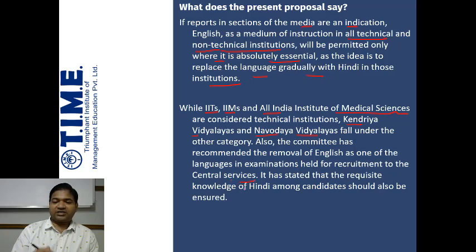So all the examinations that are happening in the recruitment to the central services, they are trying to remove English from there. So people hailing from South India, people hailing from non-Hindi speaking states, how difficult will it be for them to clear the examinations in the central services, to avail the opportunities provided by the government, by the state? How difficult will it be for the non-Hindi speaking people?